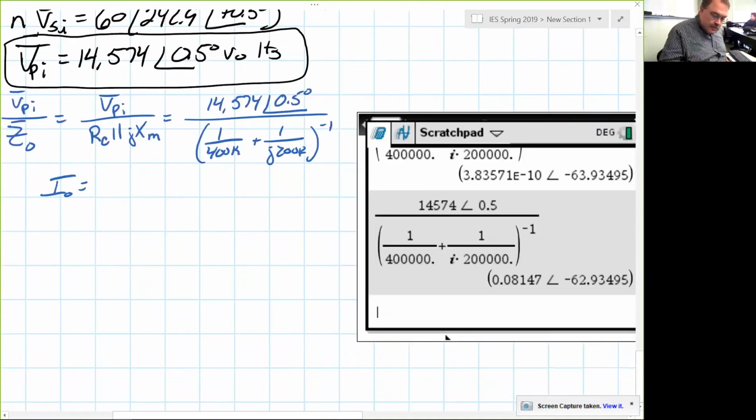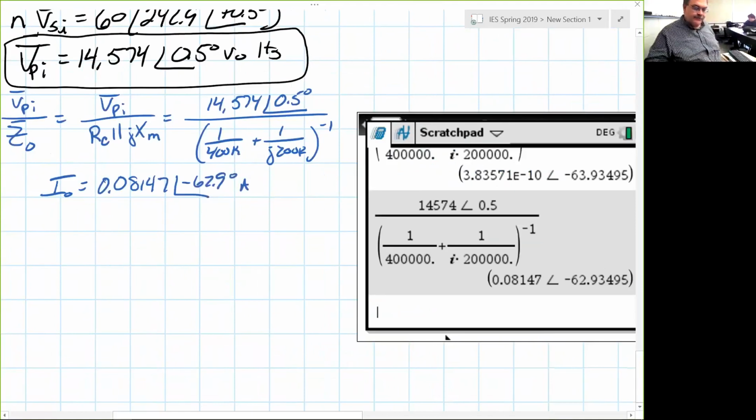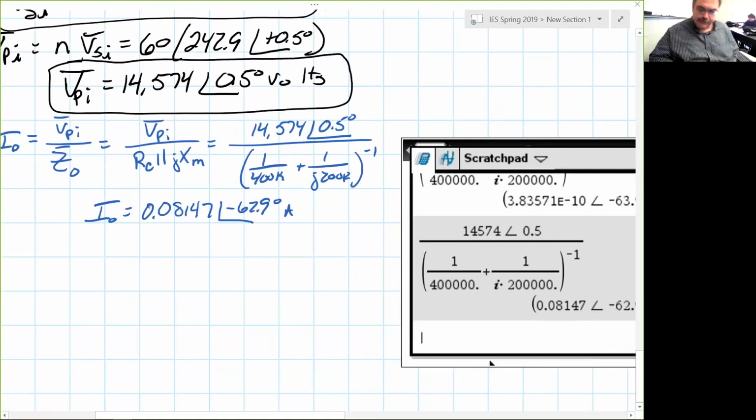0.08147 at an angle of -62.9, we'll call it 0.9 degrees, amps. Okay, good.